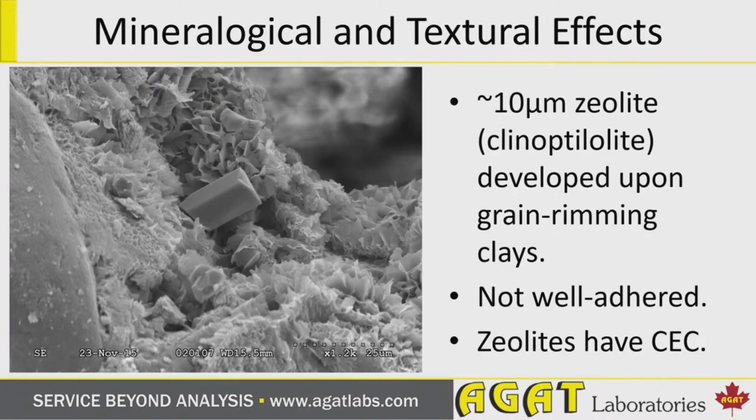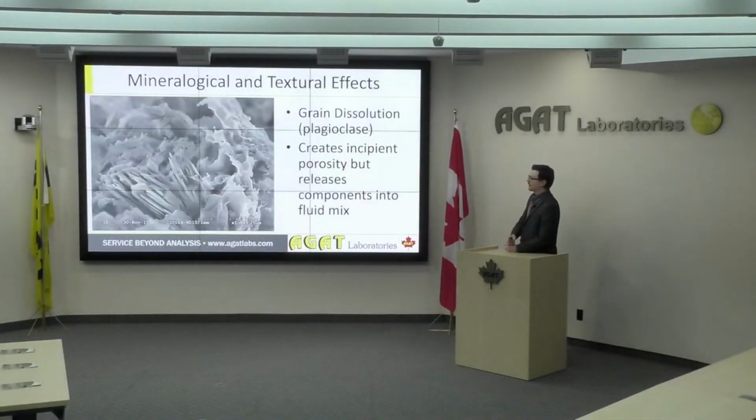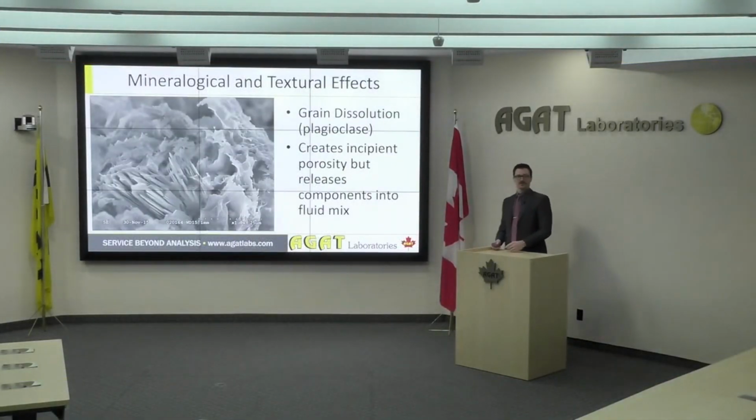That one is a clinoptilolite, and then surrounding it and upon which it is kind of resting is this beautiful rosette-like bed of grain-rimming clay, which is a corrensite mixed layer clay. Corrensite is a mixed layer chlorite smectite. So fairly complex, a lot of cation exchange capacity, but also not very well adhered. So if you start having an elevated flow rate, or if you have a chemical change that can cause those clays to start swelling, everything's going to start breaking loose and flowing within the system. We then also have this nice example of plagioclase grain dissolution.